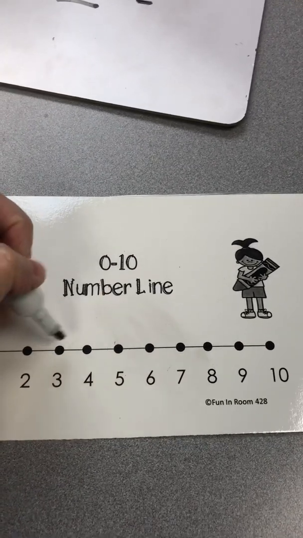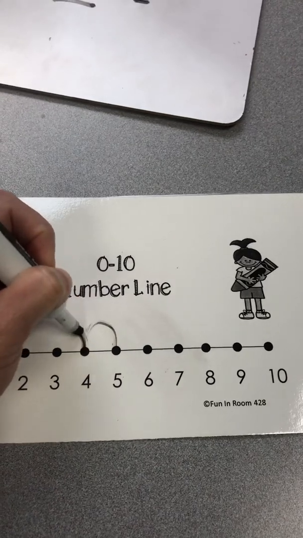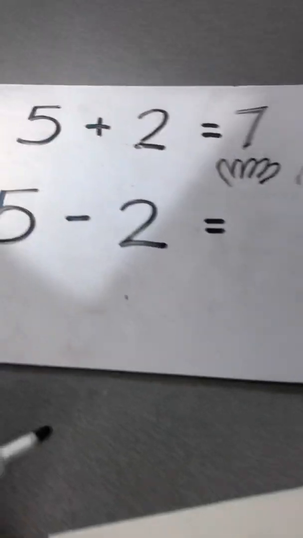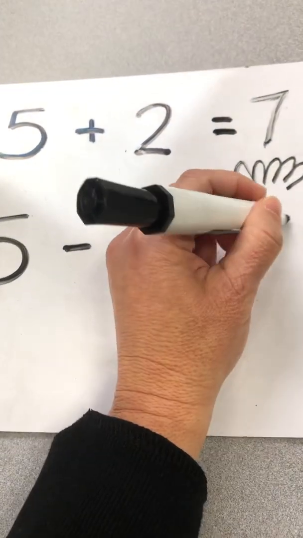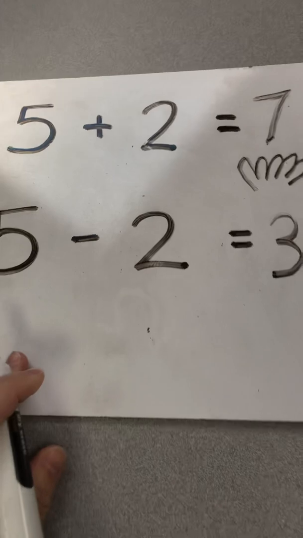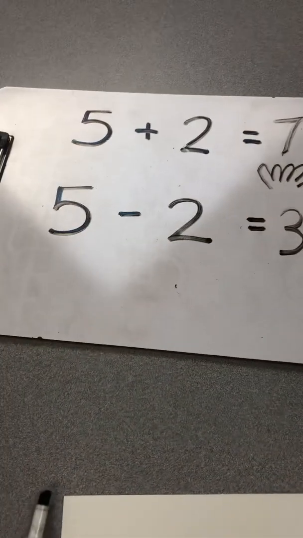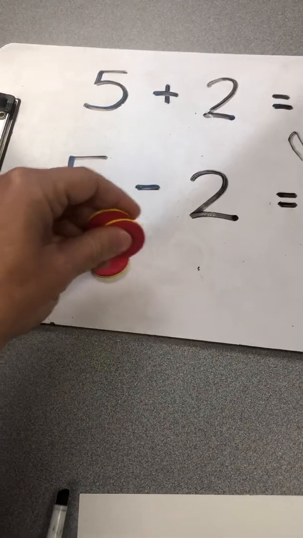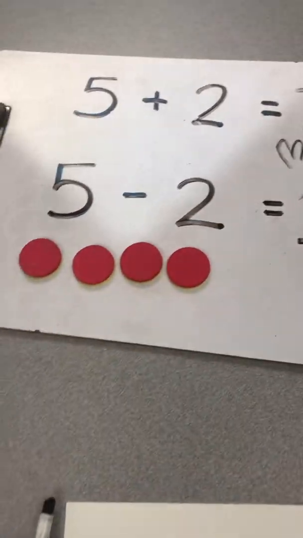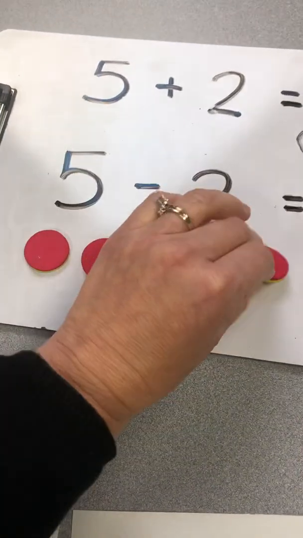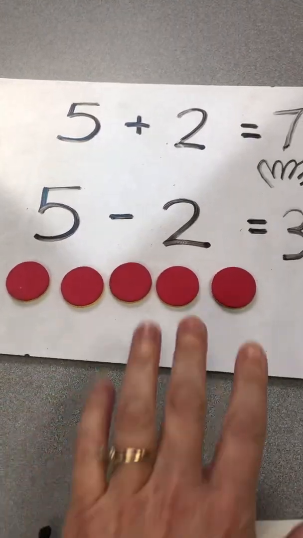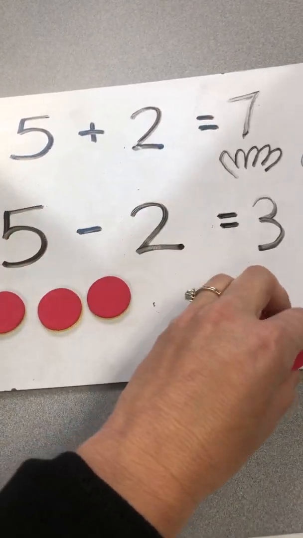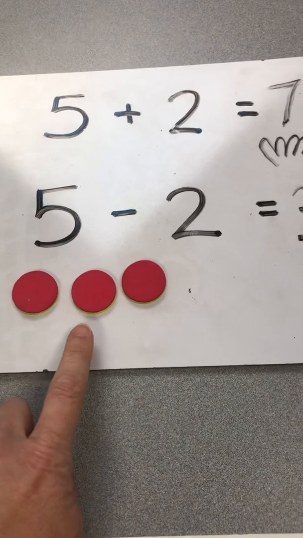That means we're just going to jump the other direction. 1, 2. And we land on the number 3. So using the number line, we're saying that 5 take away 2 is 3. You can do that with counters. You have 1, 2, 3, 4, 5 counters, and then you take 2 of them away. 1, 2 of them go away, and now we're left with 3.